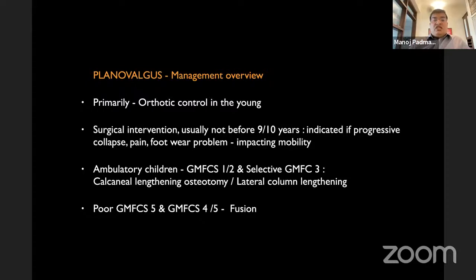The poor GMFCS, you should read it as a poor GMFCS 3 and GMFCS 4, 5. I would go in for a fusion, and rather than extensive fusion, identify where the segmental instability is. So a talonavicular fusion can give you a robust hindfoot and midfoot stability, and you may need first ray stabilization at the first MTP joint as well.